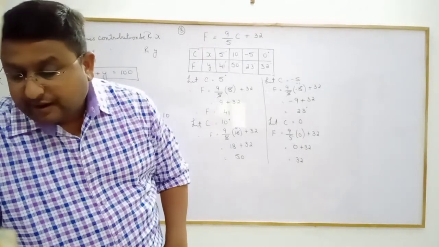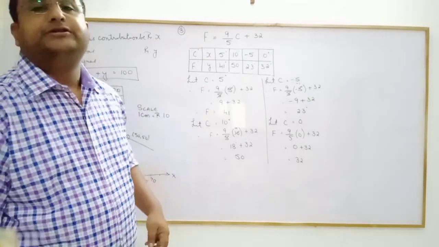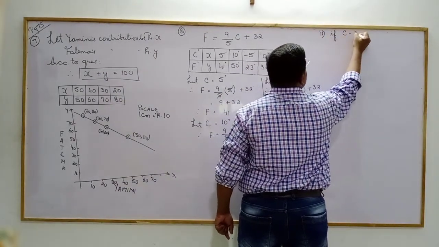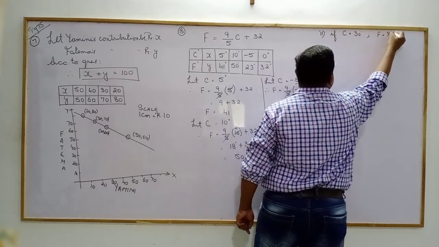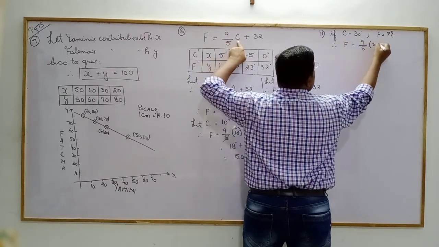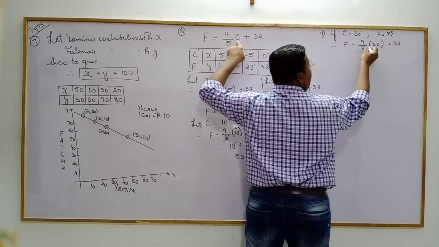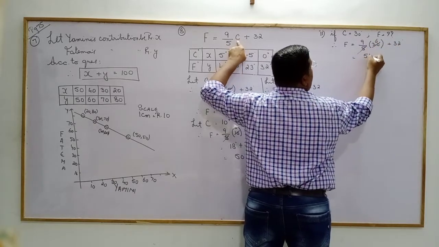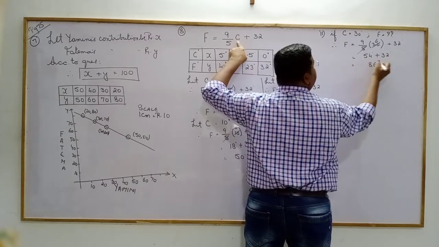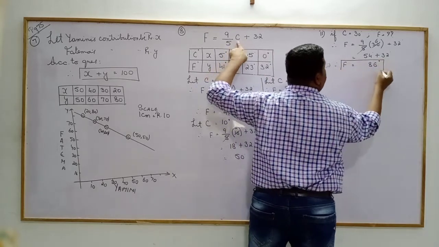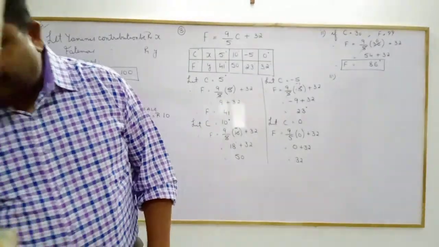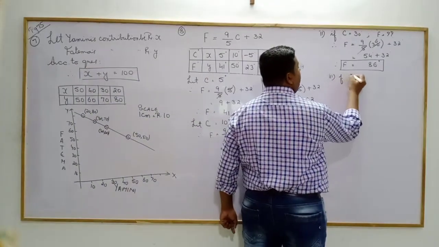Second part: if the temperature is 30 degrees Celsius, what is the temperature in Fahrenheit? Can we substitute over here? So therefore, F is equal to 9 by 5 into 30 plus 32. 5 ones are 5, 6 nines are 54, plus 32. 4 plus 2 is 6, 5 plus 3 is 8, so 86 degrees. Simple calculation.